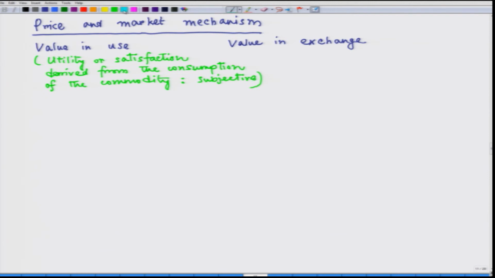and by value in exchange the classical economists mean that value in exchange of a commodity is given by the price at which the commodity exchanges hands, or put in other words, is traded in markets.